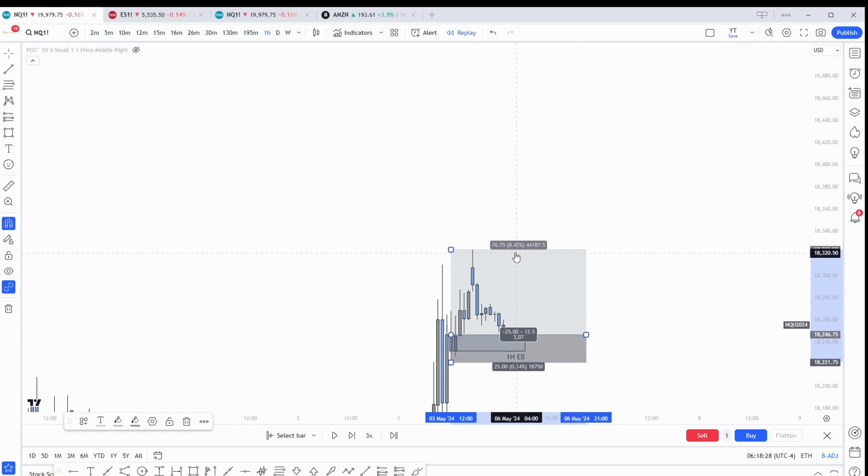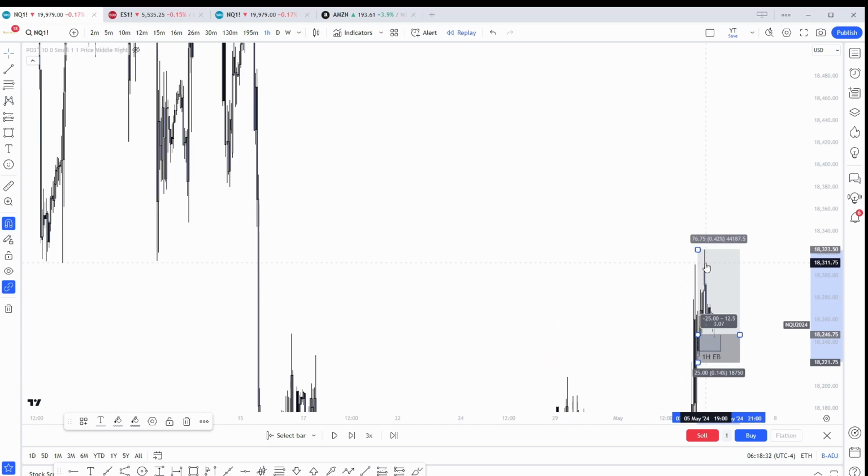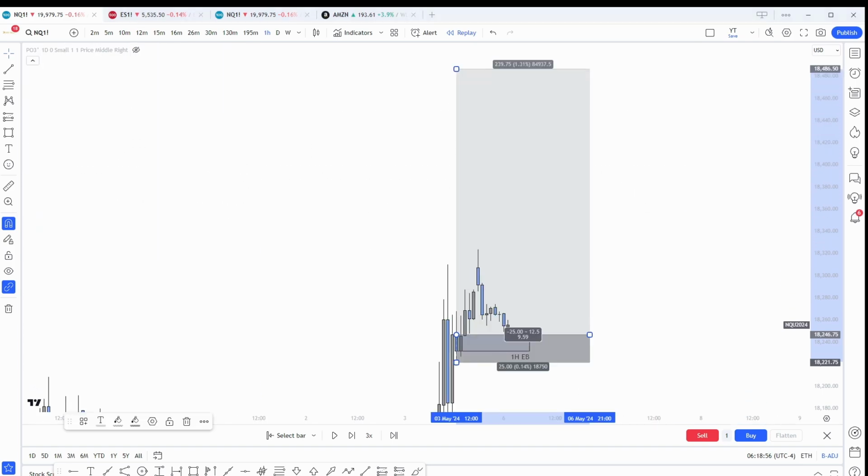Now, once we actually see the body close above this high, that's where we get 100% confirmation that price is now seeking the next internal liquidity at 18,486. If you've watched the first equilibrium block video, then you understand you always want to put your stop loss at the last down close candle at which the equilibrium block was formed. So we'll put our stop loss down about 25 points, which is at the bottom wick of the last down close candle at 18,221.